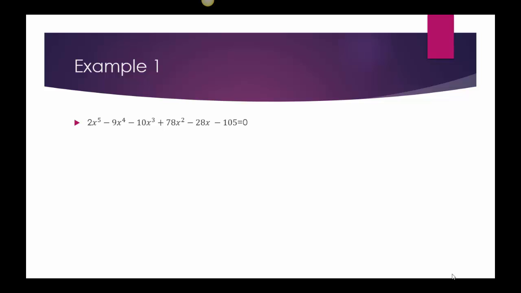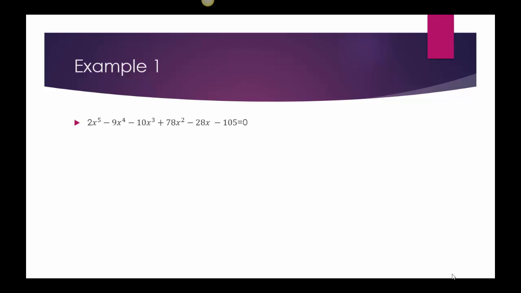What I have for you is 2x to the 5th minus 9x to the 4th minus 10x cubed plus 78x squared minus 28x minus 105 equals 0. Now that we've been through part 1 already, I really want you to be a little more interactive. Well, as interactive as you can be in a video, but I want you to participate and write some stuff down. So take a moment, look at this polynomial, and see how many sign changes there are, so we can start looking at how many positive, how many negative solutions we expect.